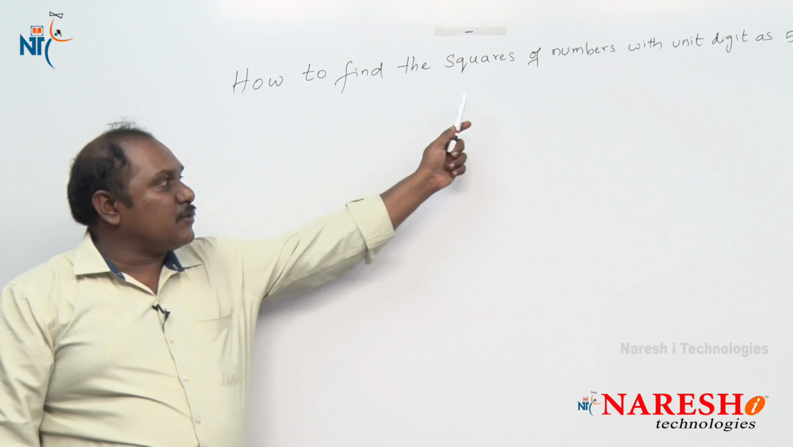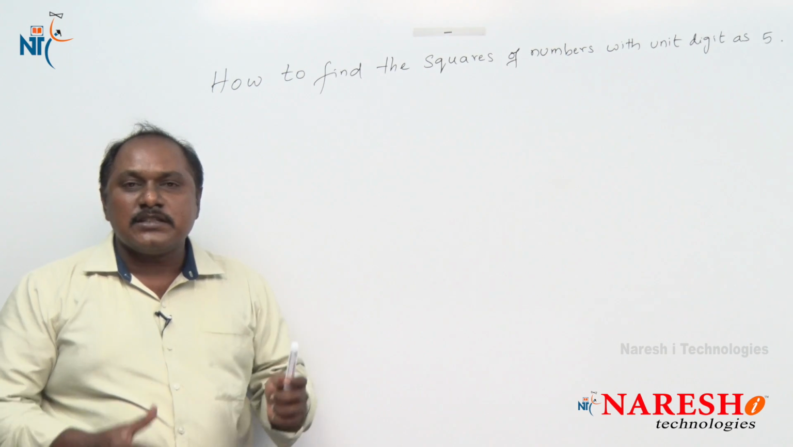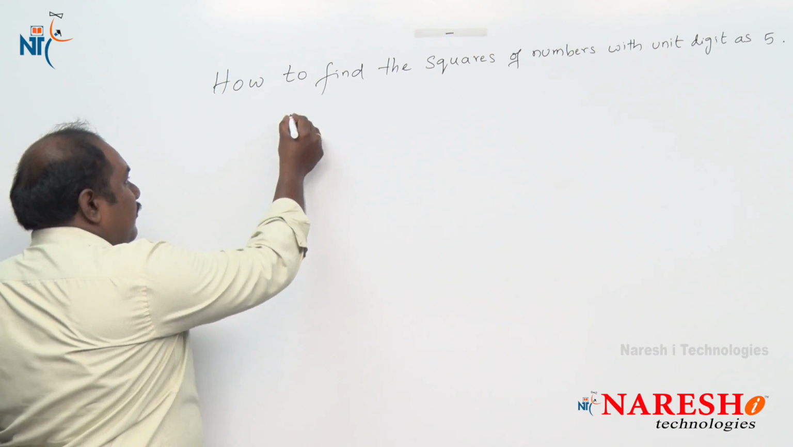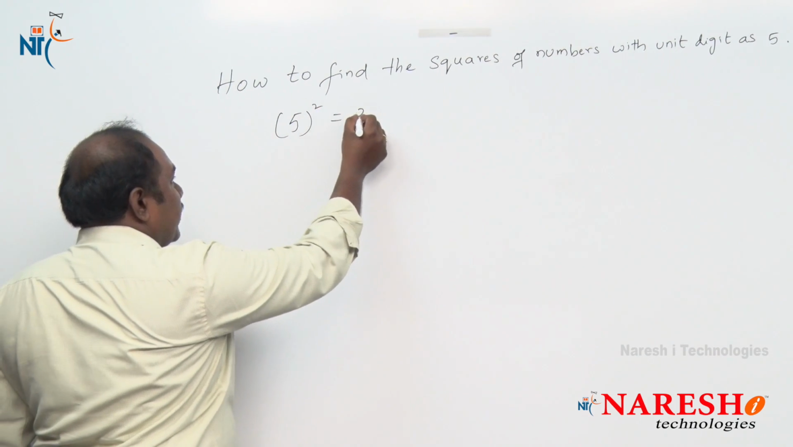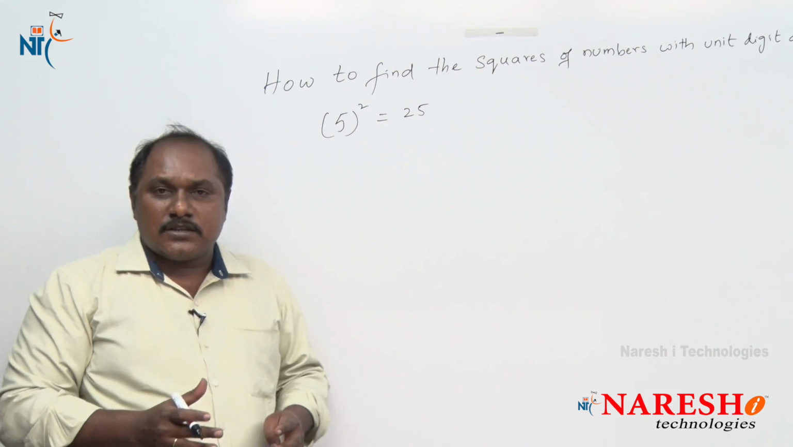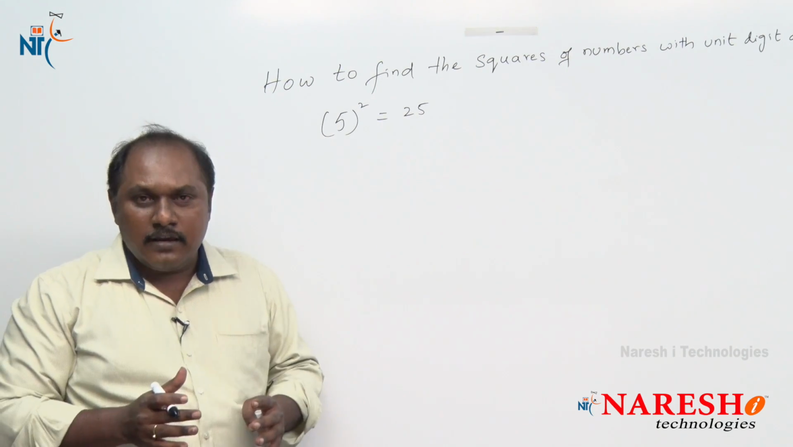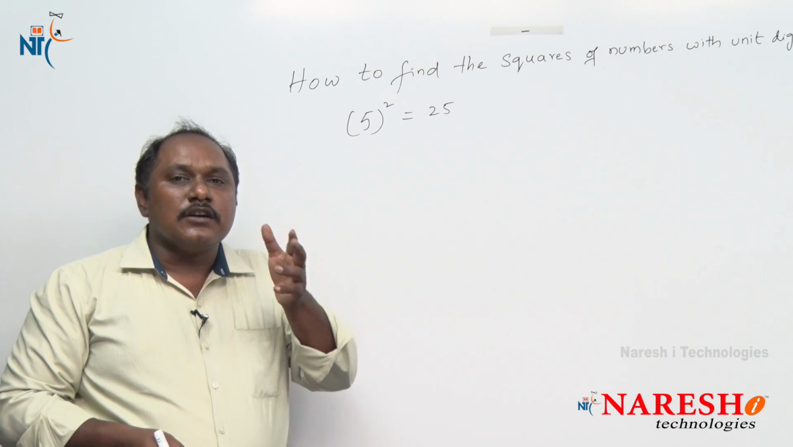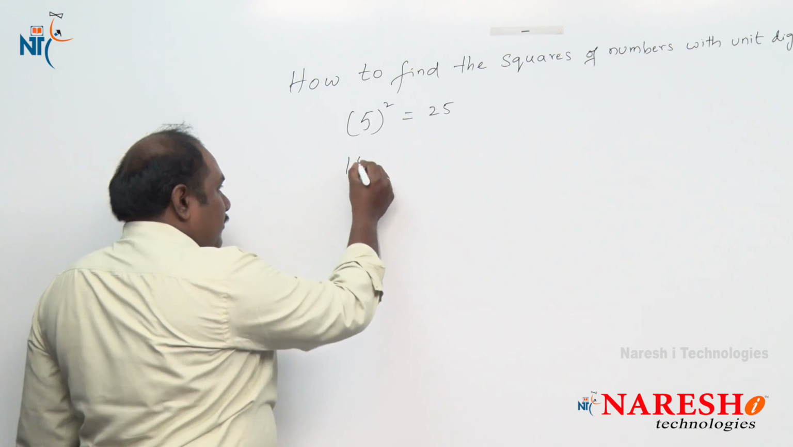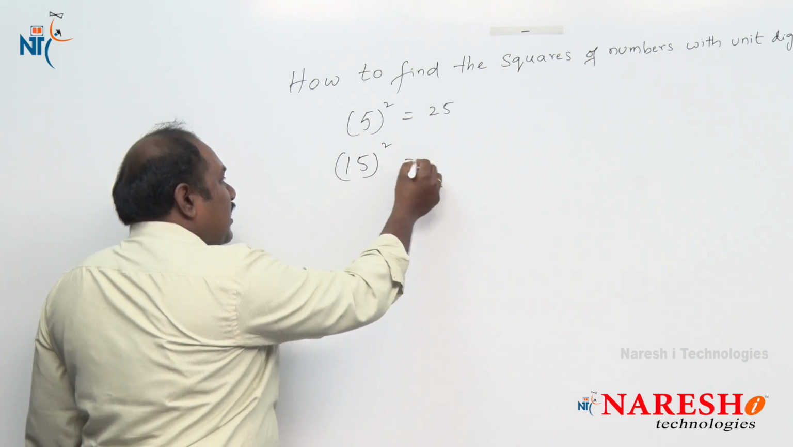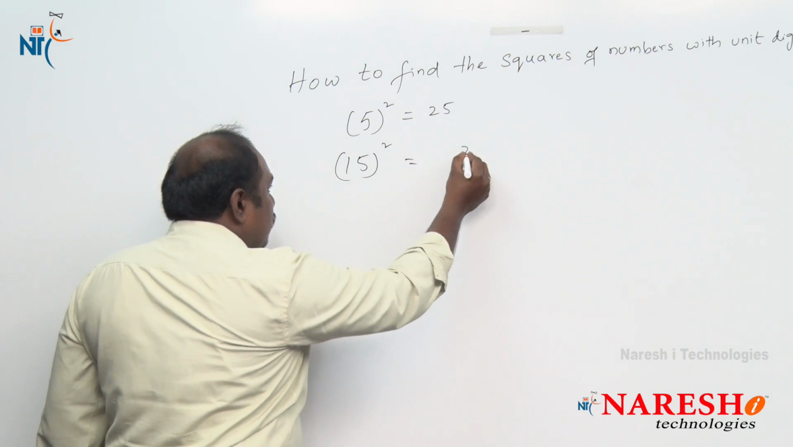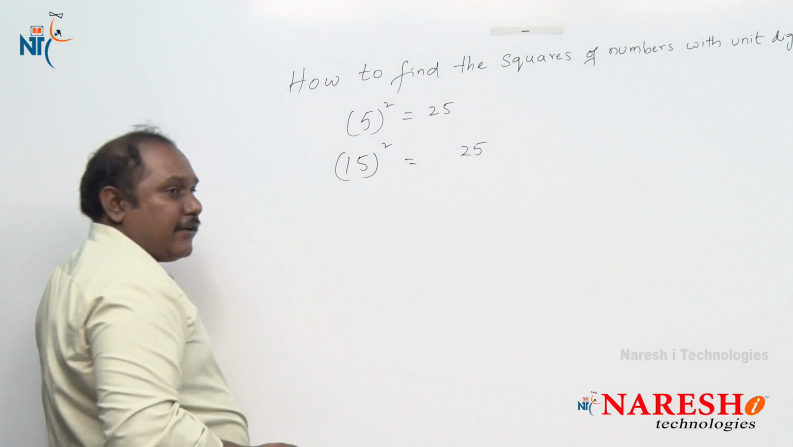How to find the squares of numbers with unit digit as 5. Now we know that 5 square is 25. The squares of all the numbers whose unit digit is 5 will have the last 2 digits as 25. Now 15 square, see how simple it is to calculate. Definitely the last 2 digits here should be 25.